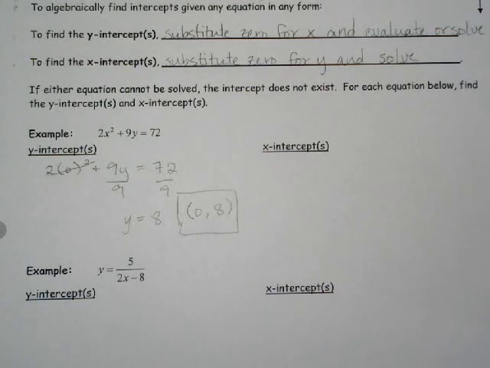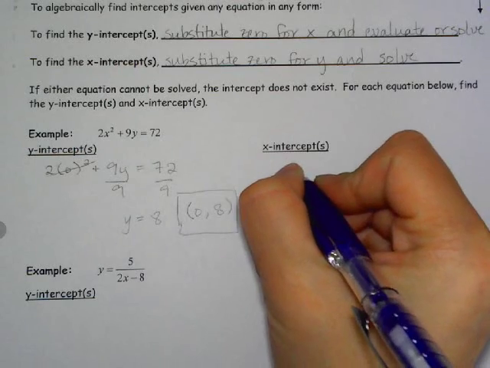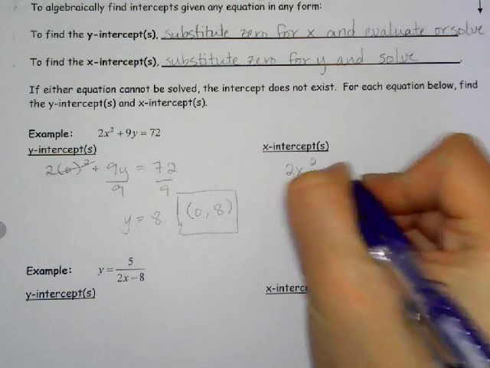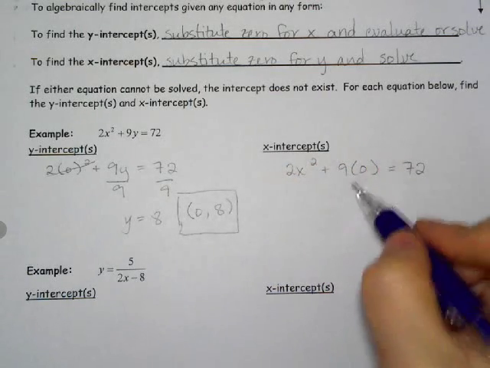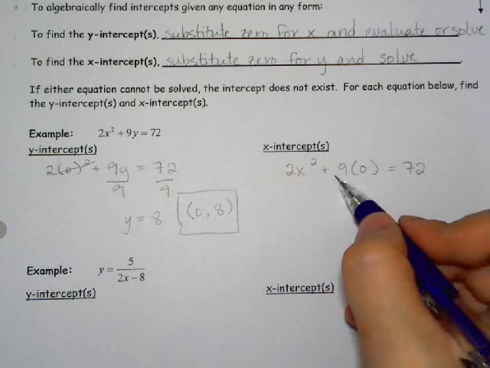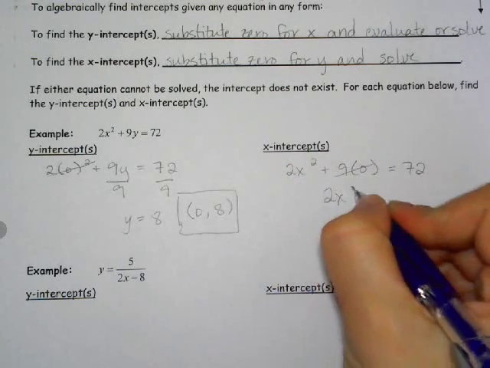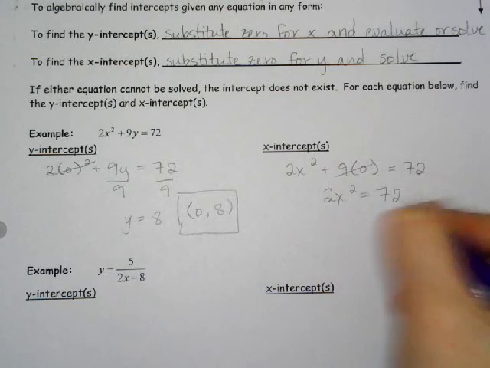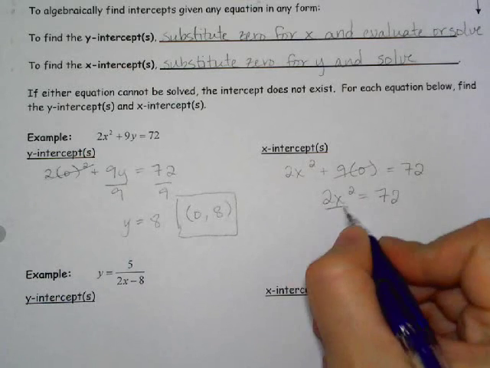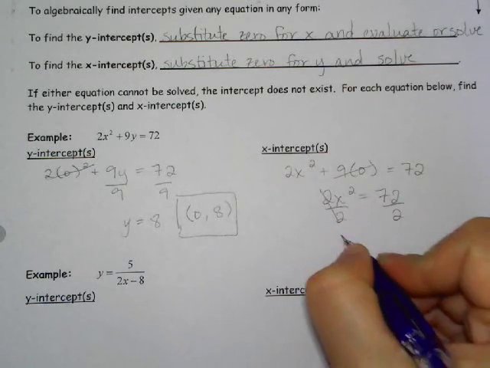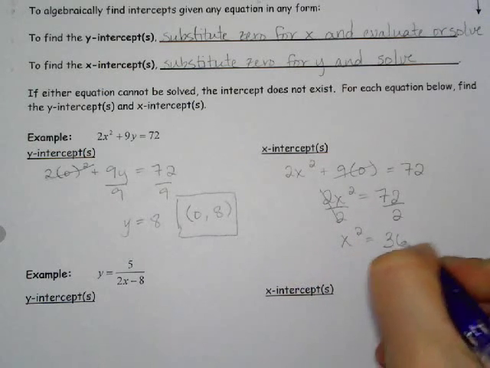For the x-intercept, we substitute 0 in for y. So 2x squared plus 9 times 0 equals 72. 9 times 0 equals 0, so this adds out. 2x squared equals 72. A really common mistake that people make is to square root here. But what should I do first? I need to divide by 2 because I want to get that x squared alone before I square root. So I'm left with x squared equals 36.